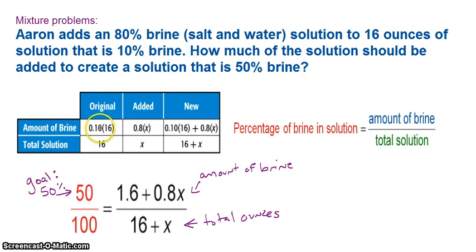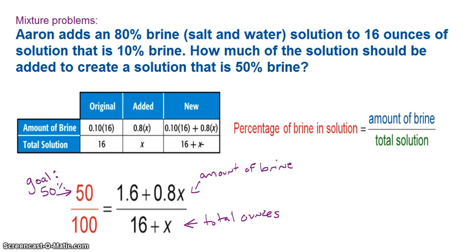So originally we had 10% brine and we had 16 ounces. So that's the amount of brine that we had in that solution out of the entire solution, which was 16 ounces. We added 80%, and I don't know how much total I added. So that X is representing the amount of ounces that I've got. So my final solution that I'm looking at is 10% brine, 16 ounces of that, plus the 80% of however much fluid I added over the total fluid, which is the 16 ounces, plus however many ounces I just added.